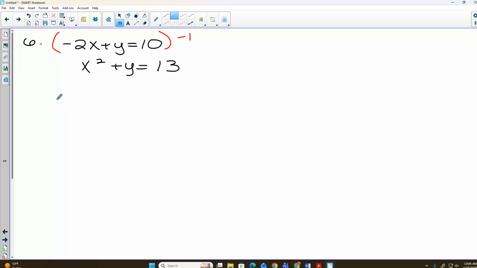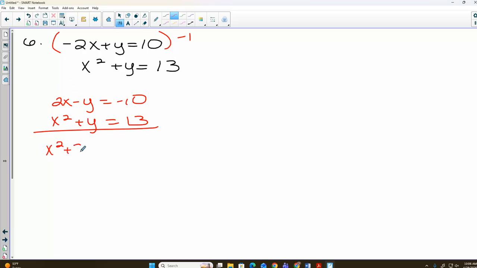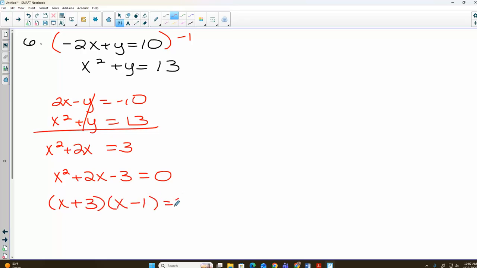So that gives me a 2x minus y equals -10. X squared plus y equals 13. So when we add, these aren't like terms, so it's just x squared plus 2x equals 3. So we can bring over the 3. Okay, multiply to -3 and add to +2 would be a +3 and a -1. So we set those equal to 0, we get -3 and 1.